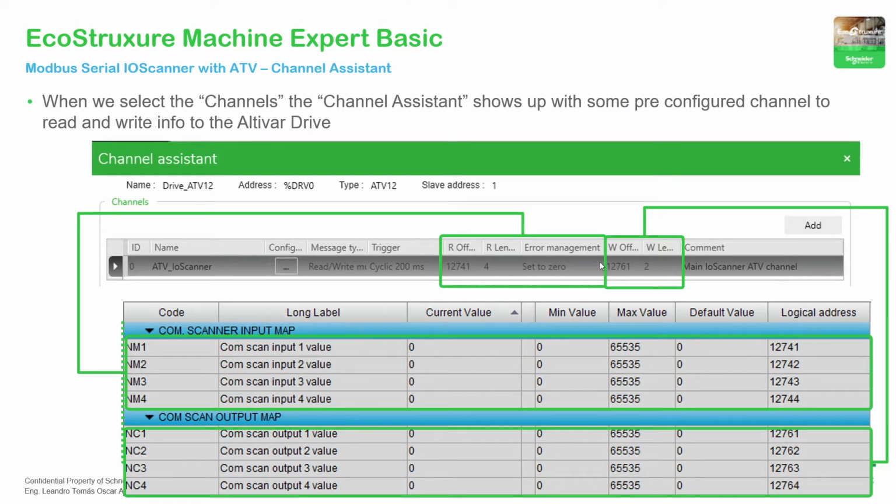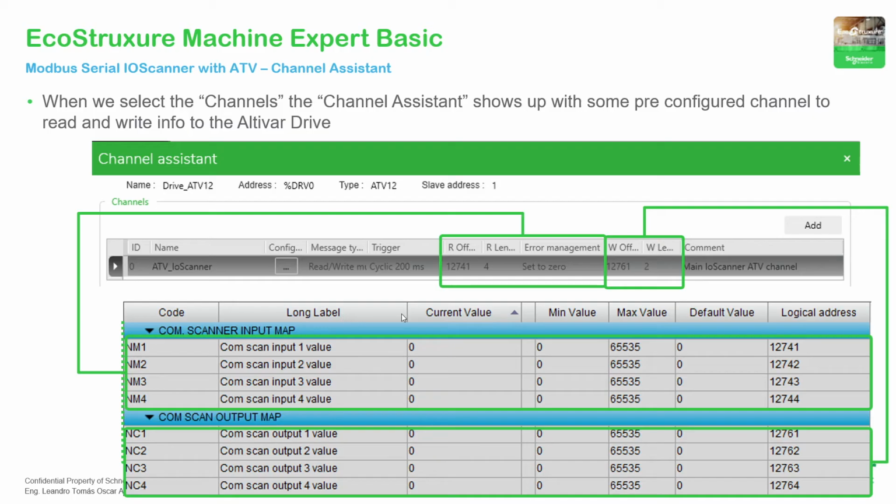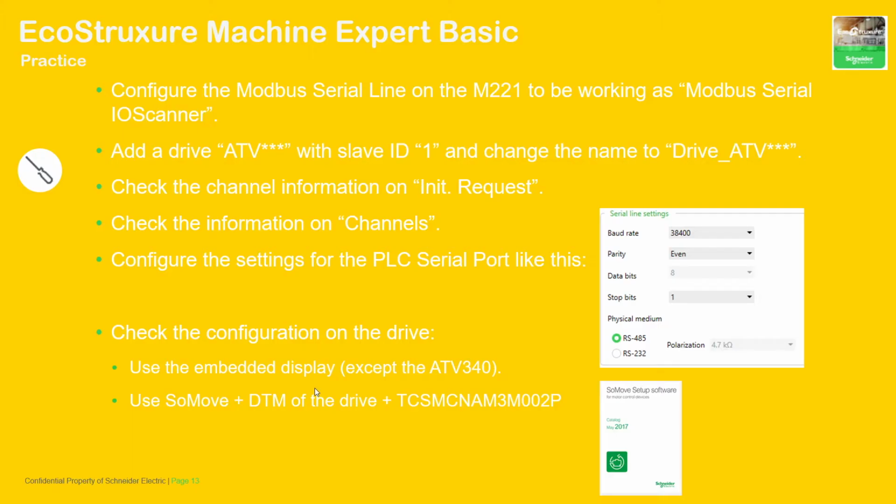There is nothing else to configure on the PLC, only this. Now, one question that you can probably ask is, I already have this defined list over here. Can we add more information? Yes, we can. With the add button, you can add more information in case you want something extra. You can add it over here to read additional information from the drive.